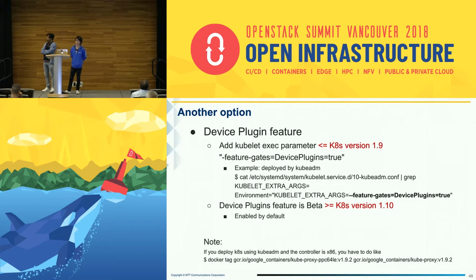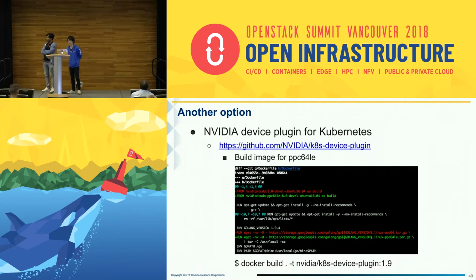The Kubernetes device plugin feature was alpha until version 1.9. You had to enable this feature like this, but now it is beta, so the feature is enabled by default. At first, about the NVIDIA device plugin. The NVIDIA device plugin manages GPUs with Kubernetes. The official Docker repository includes only the Intel image. We have to build it for the Power architecture, but it is easy, like this.